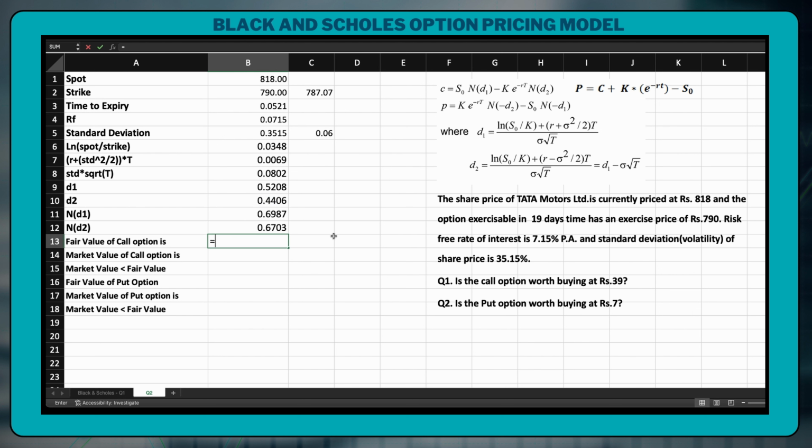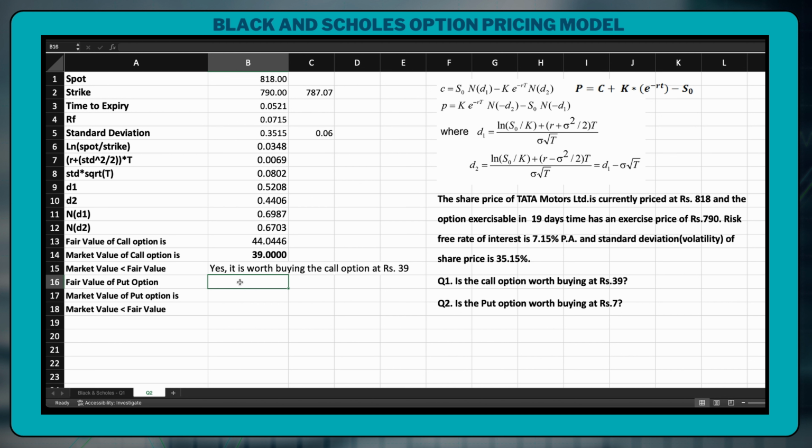Now, let us finally compute the fair value of the call option, which is spot price into ND1 minus present value of strike price into ND2. We are getting the fair value as 44.04. If we compare that with the market price, it is Rs 39. So is it worth buying the call option at 39? Yes, it is, as the market price is less than the fair value.